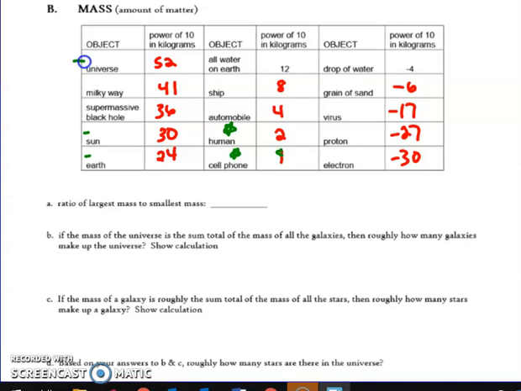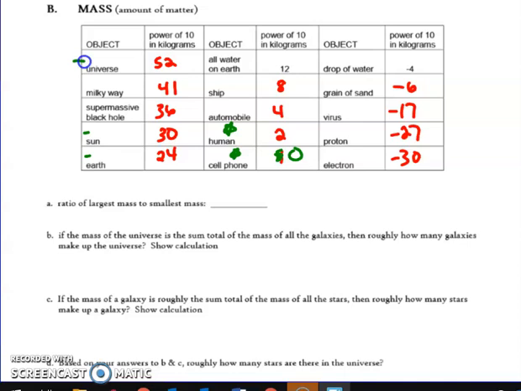Actually, I should change this. It should not be a 1, it should be a 0. So if a cell phone is roughly 1 kilogram, then that's 10 to the 0th. A drop of water, -4. So it's a 10,000th. A grain of sand is less than that. Now, sand varies, but we'll just stick with that. Virus, coronavirus, obviously affecting our lives profoundly in the last 6 months and into the future, is 10 to the -17th.